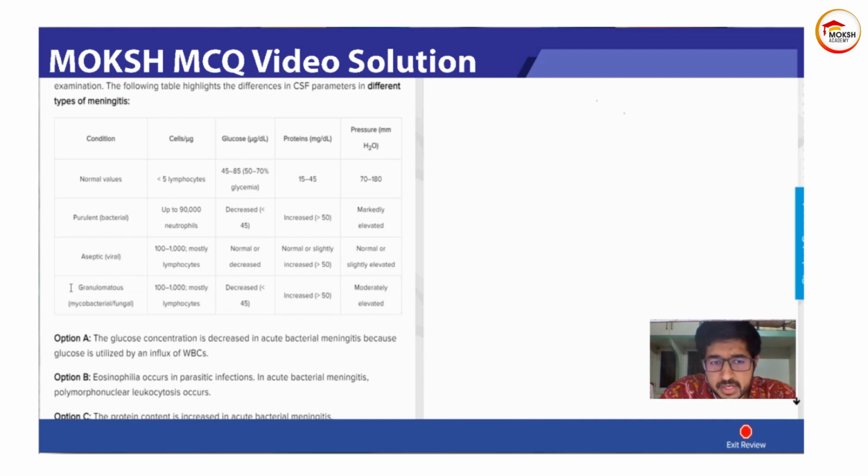All right. So coming to mycobacterial or fungal, same, it will be lymphocytic predominant. So when you have lymphocytes in your CSF analysis, it will be usually either viral or fungal or mycobacterial. All right. Now, these are the further things which you'll use to differentiate between viral and fungal. Okay. So the glucose is decreased. Think of fungus and bacteria both eating away the glucose inside your CSF. All right. So that is how decreased glucose. Okay, and increased proteins in both cases. And don't worry about the pressure, it is moderately elevated. But these are the three things which you need to know: cells, glucose, and proteins.